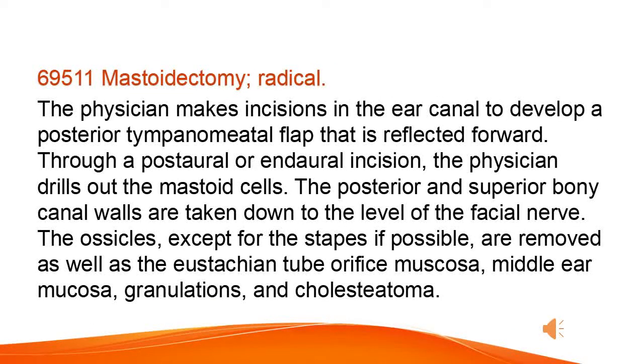Mastoidectomy Radical. The physician makes incisions in the ear canal to develop a posterior tympanomeatal flap that is reflected forward. Through a postaural or endaural incision, the physician drills out the mastoid cells. The posterior and superior bony canal walls are taken down to the level of the facial nerve. The ossicles, except for the stapes if possible, are removed as well as the eustachian tube orifice mucosa, middle ear mucosa, granulations, and cholesteatoma.